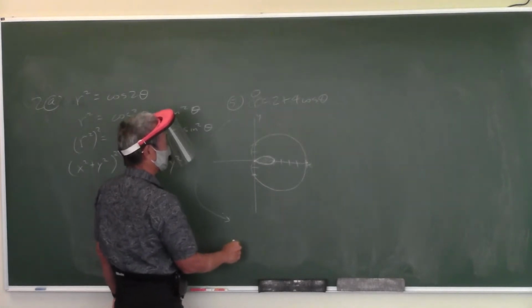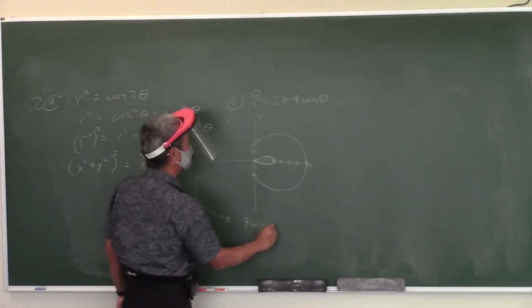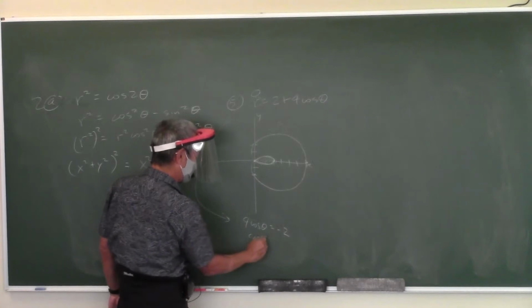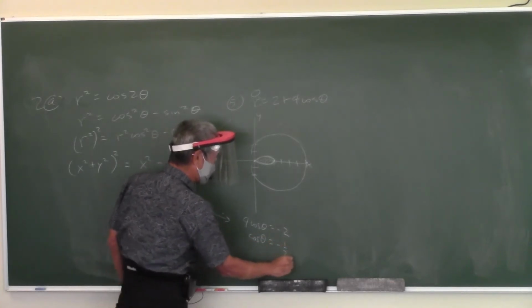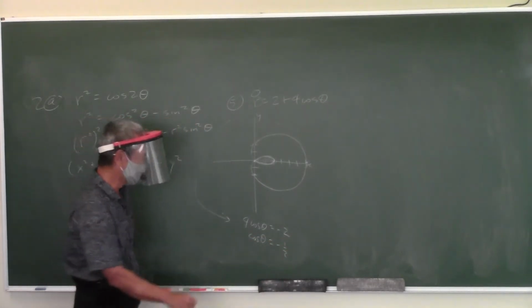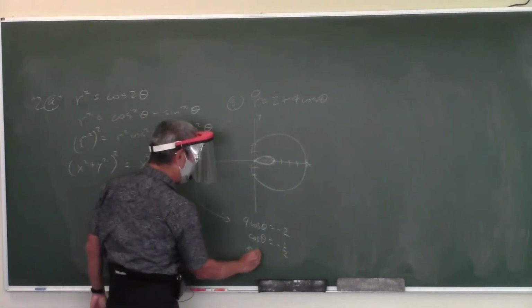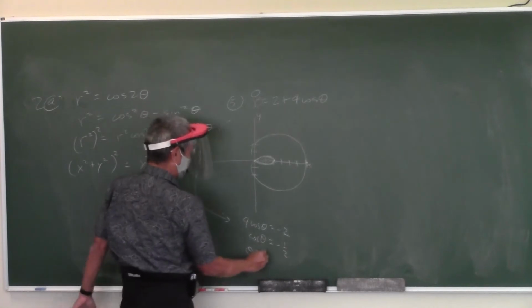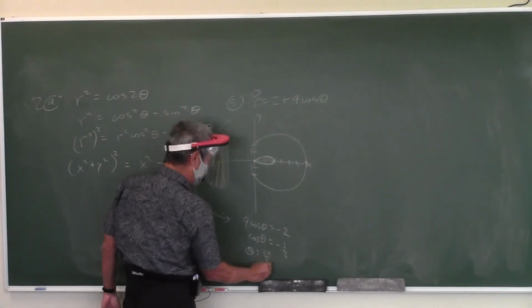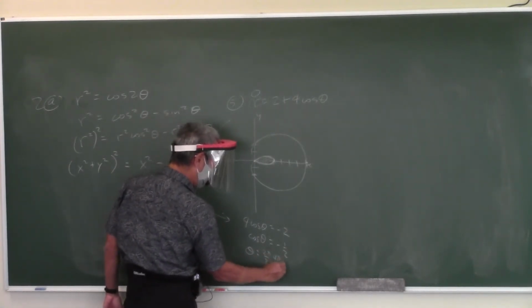Yes. 4 cosine theta equals -2. Cosine theta is equal to -1/2. See how I make it come out to numbers you're supposed to know? So when is cosine theta equal to -1/2? 2 pi over 3 and 4 pi over 3.